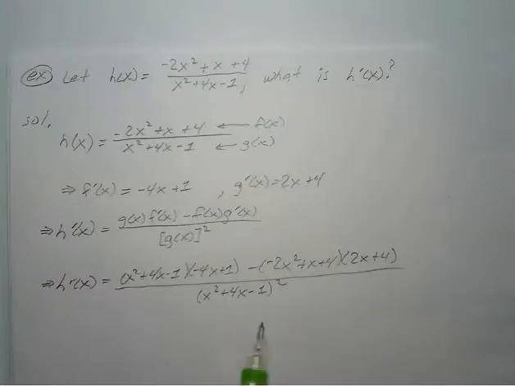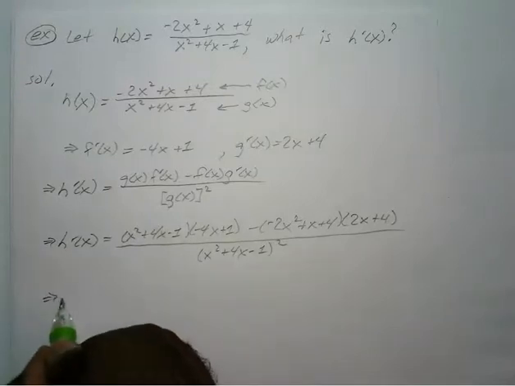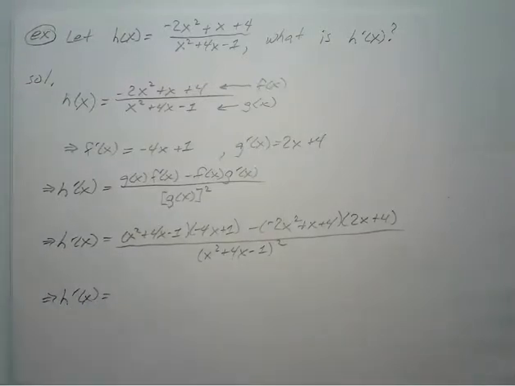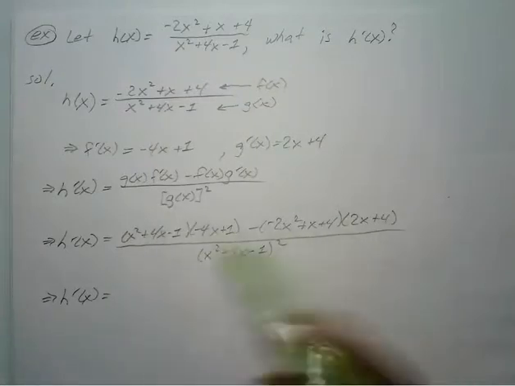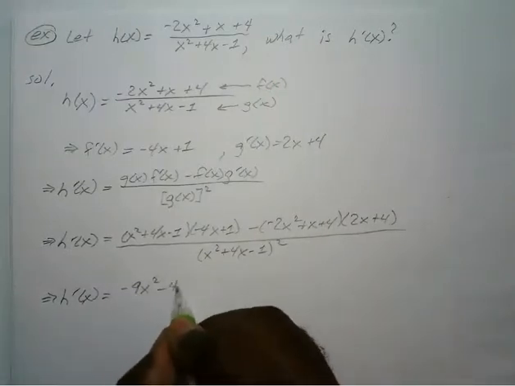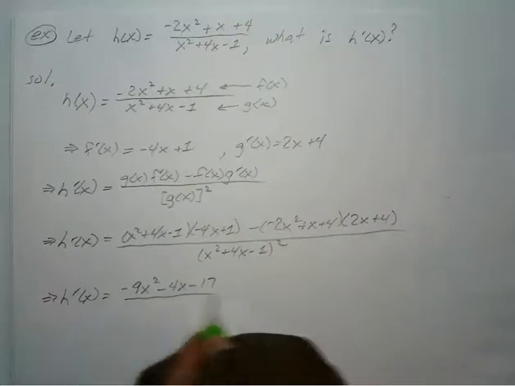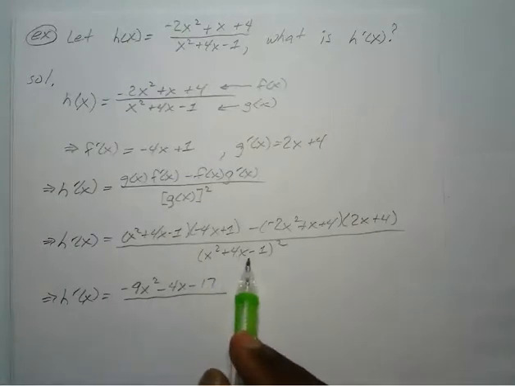Now most of the time you can just leave the denominator like this. You don't have to expand it. Sometimes you want to do it depending on how they want the answer formed. So what we're going to do is simplify our terms up top. After we do all of our distributing and combining like terms, we will end up with negative 9x squared minus 4x minus 17 all over x squared plus 4x minus 1 squared, if you want to leave it like that.